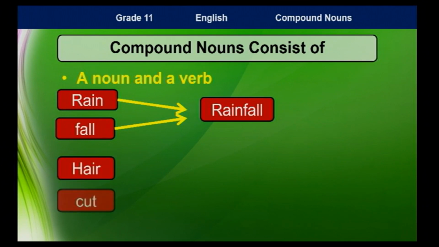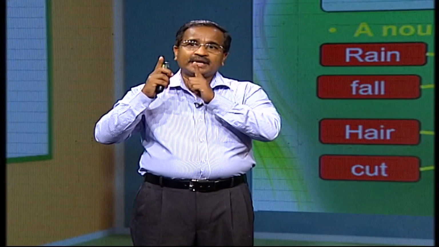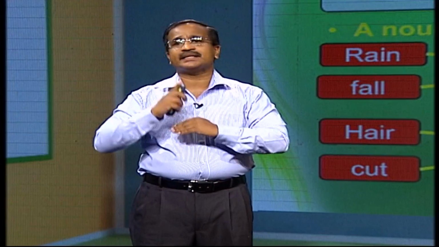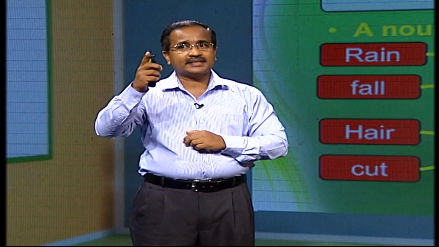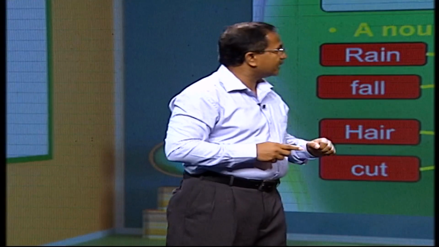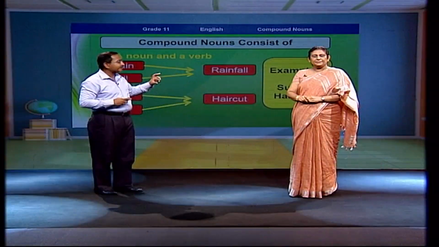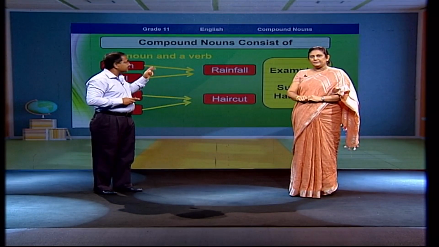Hair is a noun, cut is a verb. Haircut. Here also, rainfall, haircut, they stand as single words. When you have a look at these examples, sunrise, hairstyle, the word sunrise and the word hairstyle, both words stand together after building a compound noun. We'll look at the third slide now.